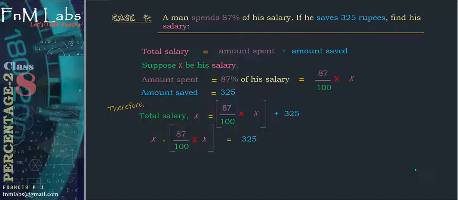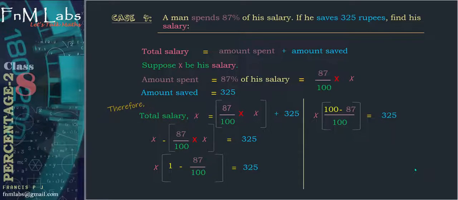Now on the left hand side, x is a common factor. So taking it outside of the bracket, we get x times 1 minus 87 by 100 is equal to 325. Now taking the LCM, we get x times 100 minus 87 by 100 is equal to 325. Now simplifying, we get x as 25 times 100, which is 2500.